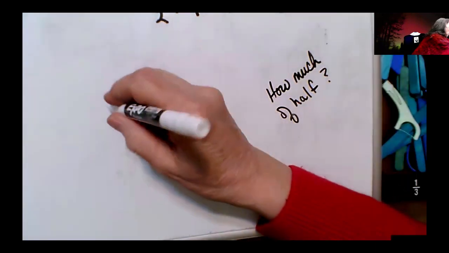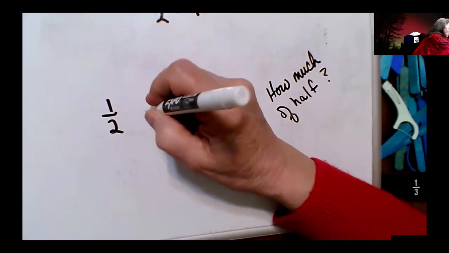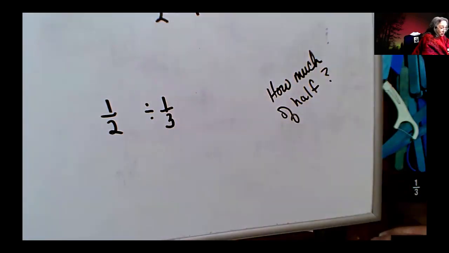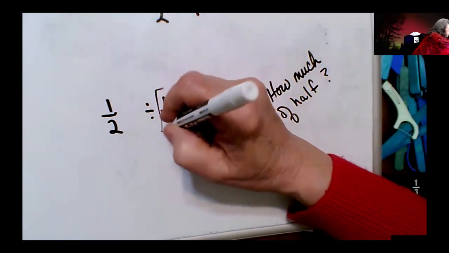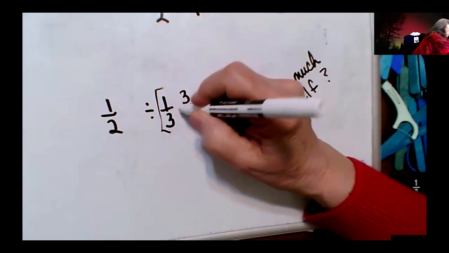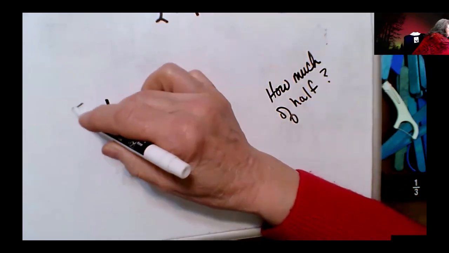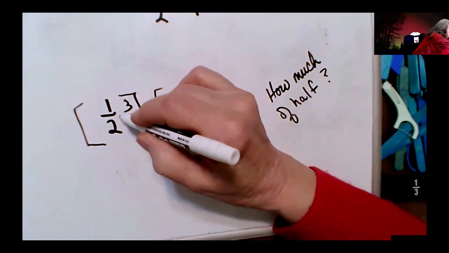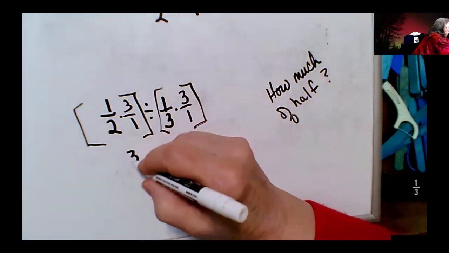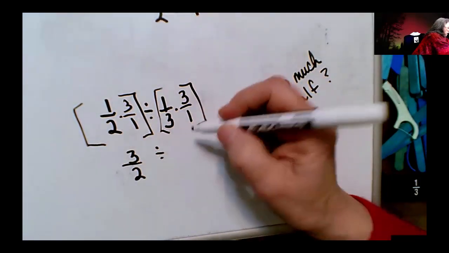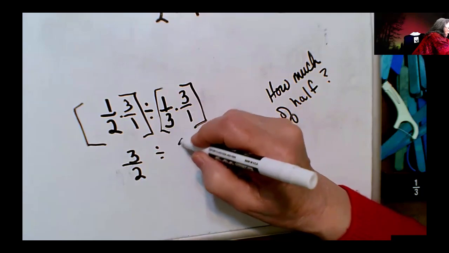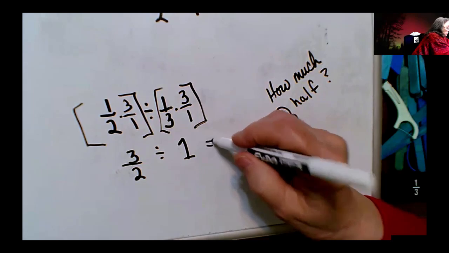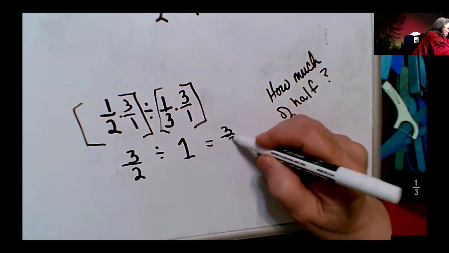dividing by 1. So 1/2 divided by 1/3 is going to be, and here I'm going to use a grouping symbol, I'm going to multiply by the reciprocal. I'm going to multiply this by the reciprocal of my divisor. And I'm going to get 3/2 divided by, this is going to give me 1, because 3/3 is 1. And then our answer divided by 1 is itself.